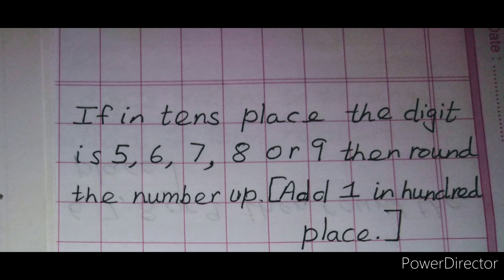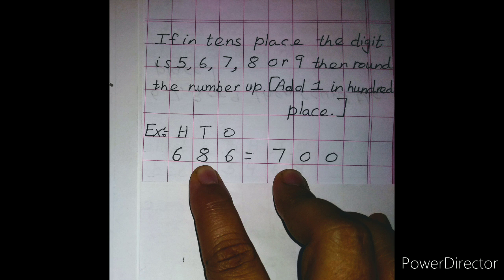And if in the tens place the digit is 5, 6, 7, 8 or 9, then we will round it up and add 1 in the 100 place. Let us look at this example now. 686. In tens place what digit is it? It's 8. So we will round it up and add 1 in 100 place. It will be equal to 700.